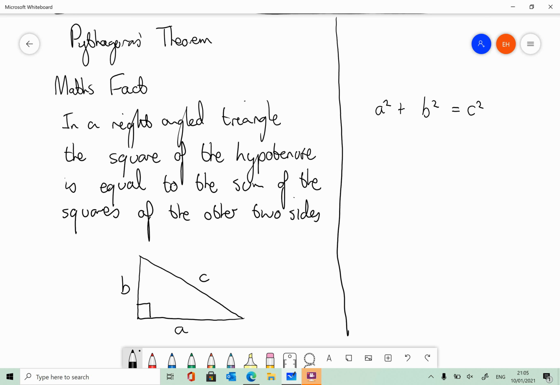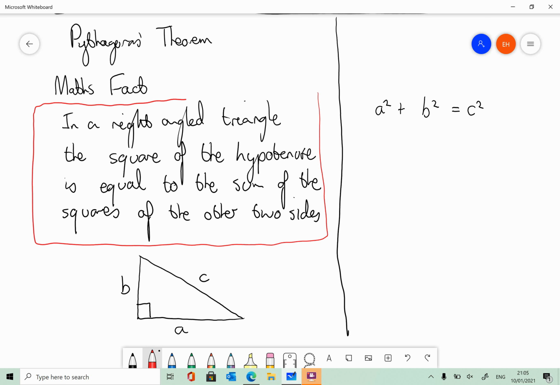So it's nice if you can remember this paragraph here. However, you really need to get this formula here. You need to be aware of this. It is in the maths tables, so just be aware of it.